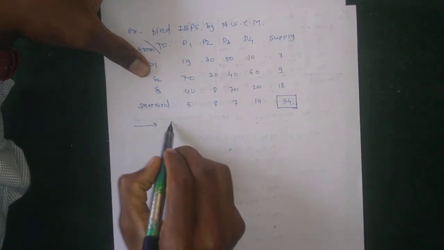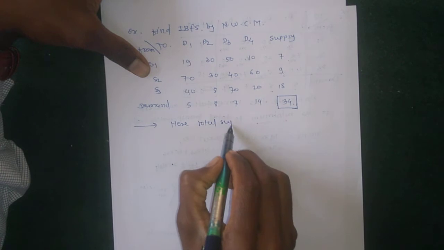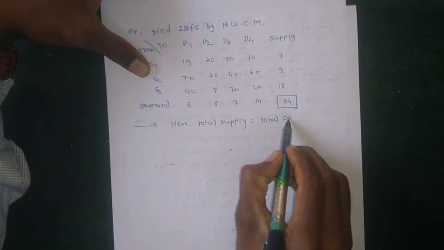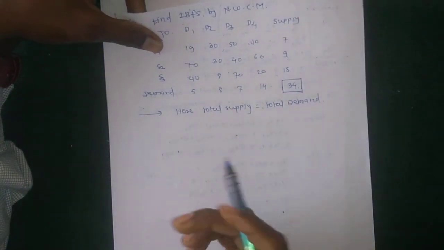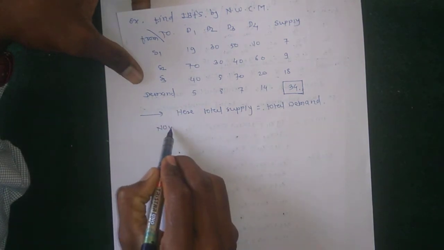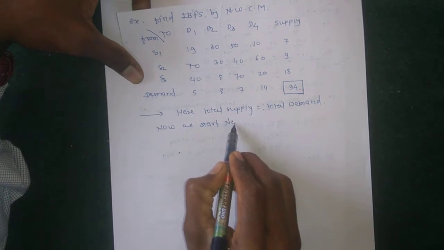Here total supply is equal to total demand. This is the rim condition. Now we start from the northwest corner.